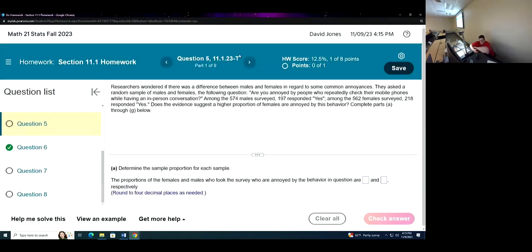So this one is a little tricky. It says researchers wonder if there is a difference between males and females in regard to some common annoyances. They asked a random sample of males and females the following question. Are you annoyed by people who repeatedly check their mobile phones while having an in-person conversation? Among the 574 males surveyed, 197 said yes. I'll write this down.